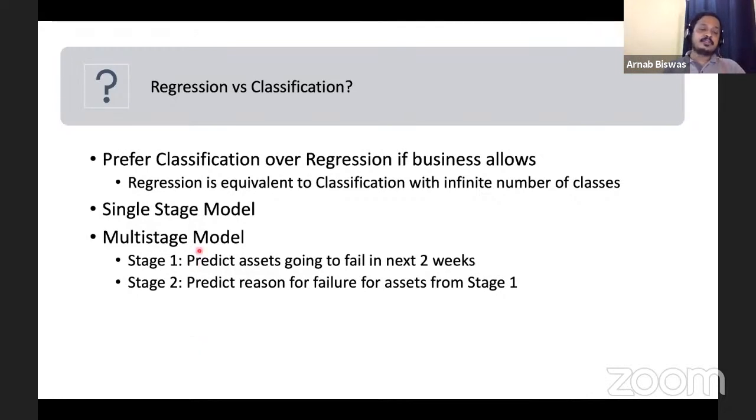In a different context, we can have a single stage model or we can have a multi-stage model. Say we have a multi-stage model. For example, in stage 1, we try to predict the number of assets which are going to fail in the next 2 weeks. And in stage 2, we try to identify the root causes for failure for all those assets from stage 1.